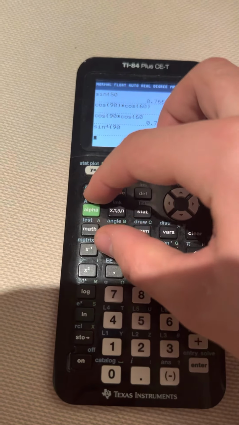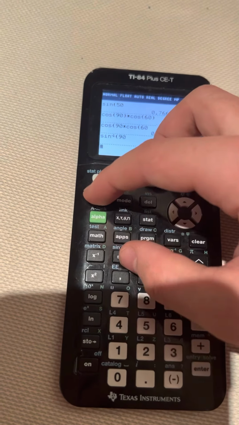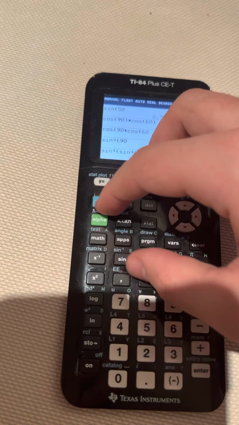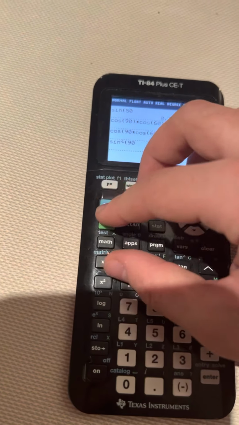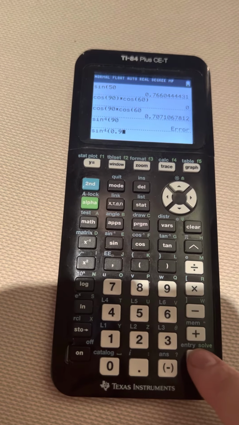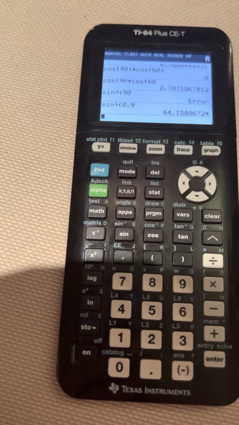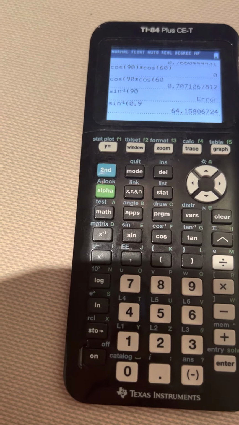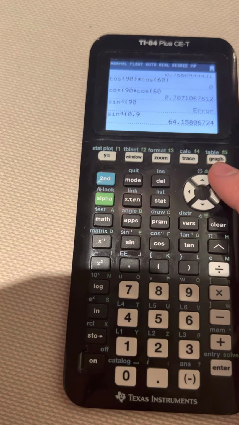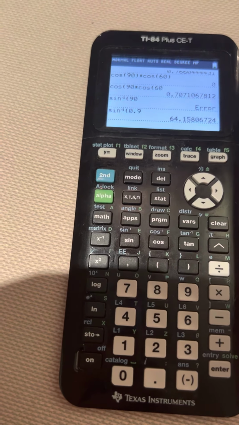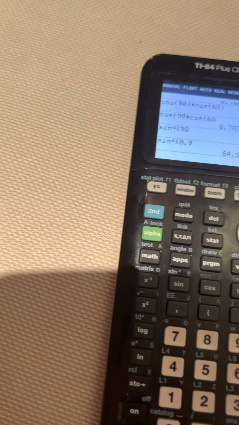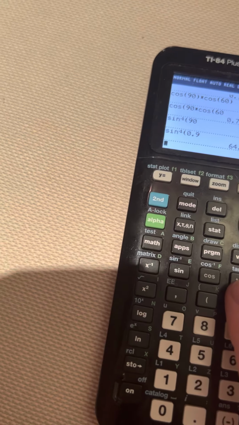For instance, if it says sine x equals 0.9, then you press sine inverse 0.9, because it says, for instance, sine x equals 0.9. So if you want to find what x is, then you have to punch in sine inverse 0.9, which is 64, which means the x value is 64. That is why it's very important to actually know the difference between the inverses. The same goes with cosine inverse and tangent inverse.